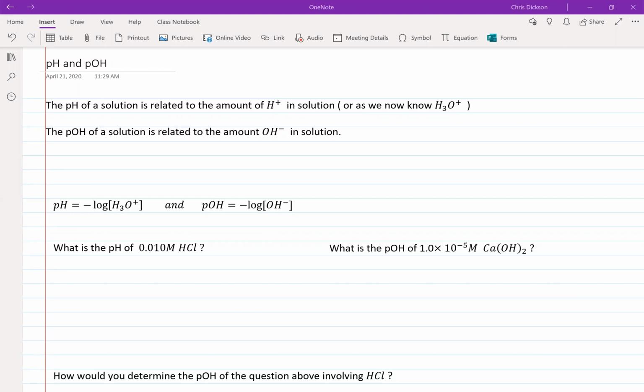Okay, so pH of a solution is related to the amount of H plus in solution, or as we now know, the amount of hydronium. We know there's no free-floating hydrogen ions floating in water. And the pOH, which might be new for many of you, is actually another measurement, another scale to measure things, and it measures the amount of hydroxide ions in solution. What's really important about these two descriptors is that they're not implying that something is acidic or basic.